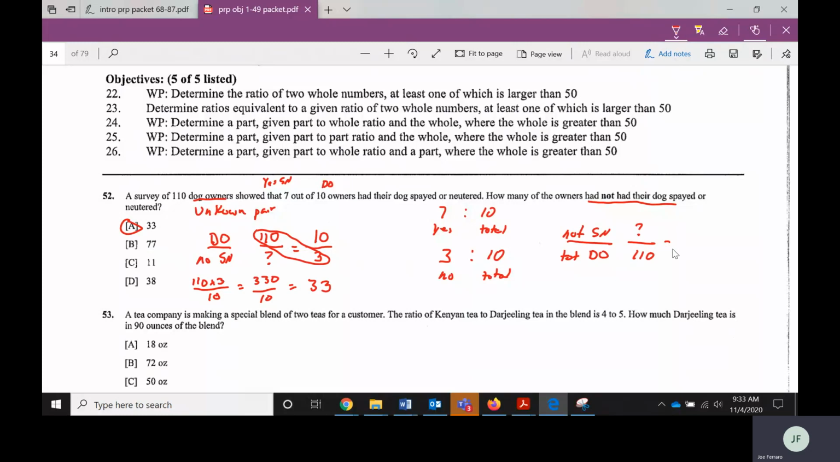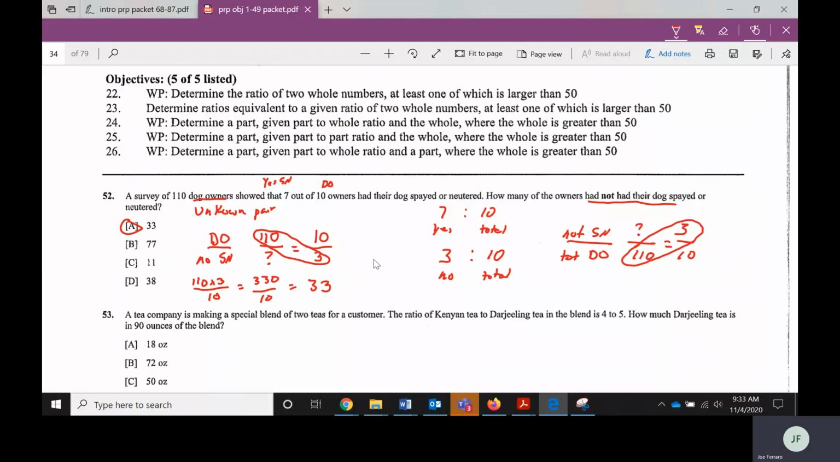But as long as we set it up accurately, not spayed or neutered in the known pair or the sample was 3 out of 10. Now, if you look, the cross multiply and divide is the same. We get 110 times 3, which we have here, divided by the third number, 10. You'll get the same answer. So there's always going to be a couple different ways to solve these.